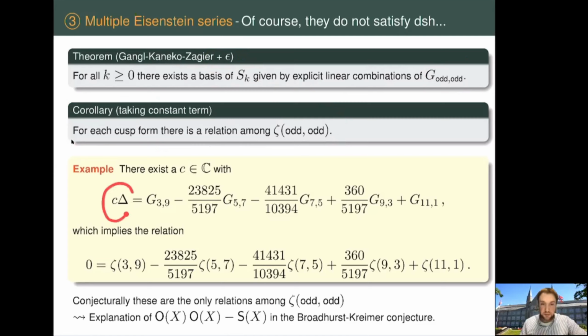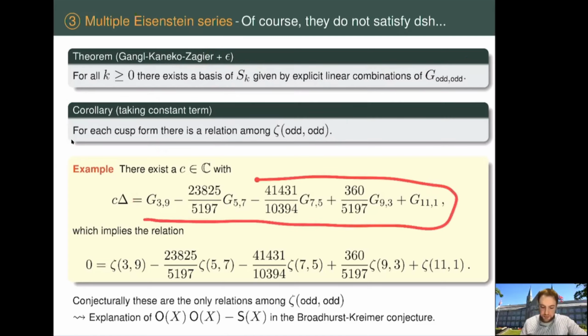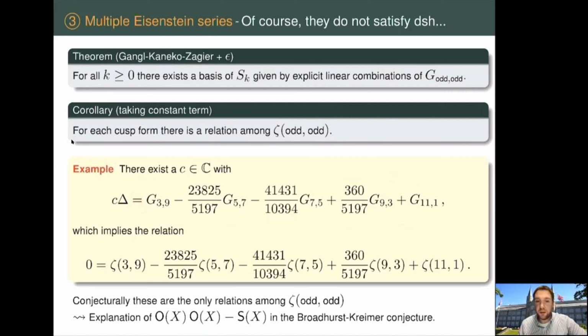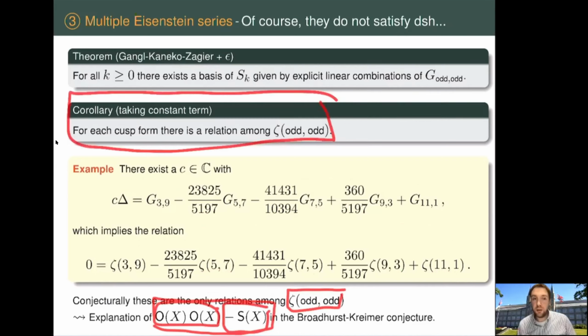So for example, this delta function can be written as this linear combination of double Eisenstein series, and this is a basis in weight 12. And the constant term gives this relation here. And conjecturally, these are the only relations among these zeta odd odds, where by zeta odd odds, I mean zetas of this shape here. And this exactly explains this factor in the Broadhurst-Kreimer conjecture, because this term OX times OX counts the number of possible zeta odd odds, and this minus SX counts the number of relations we get from this corollary here.